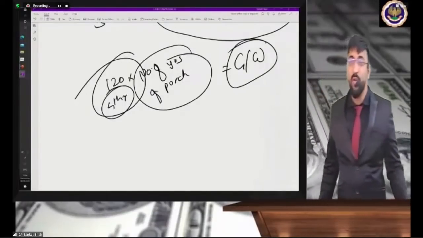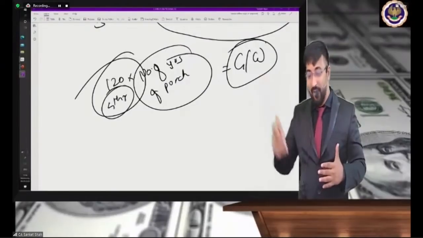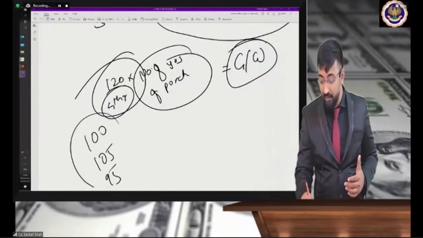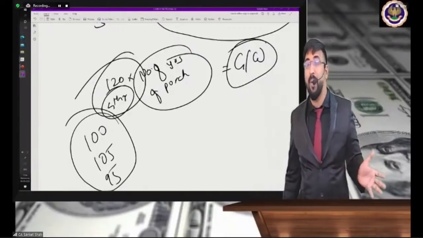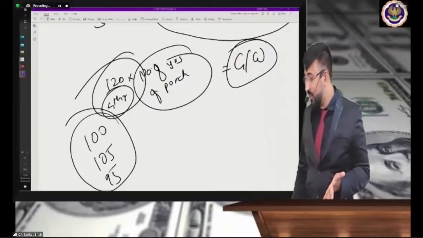When there is no trend, we use simple average. Okay, 100. When there is no trend, 100, 105, then 95. There is no trend. No trend means simple average. If there is a proper trend, an increasing trend, use weighted average.